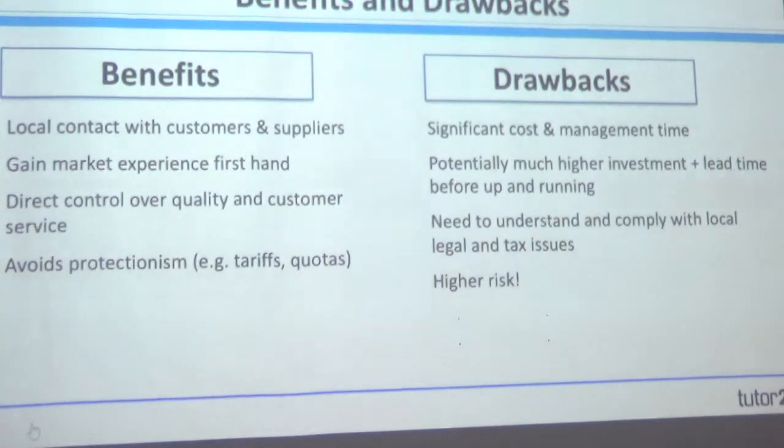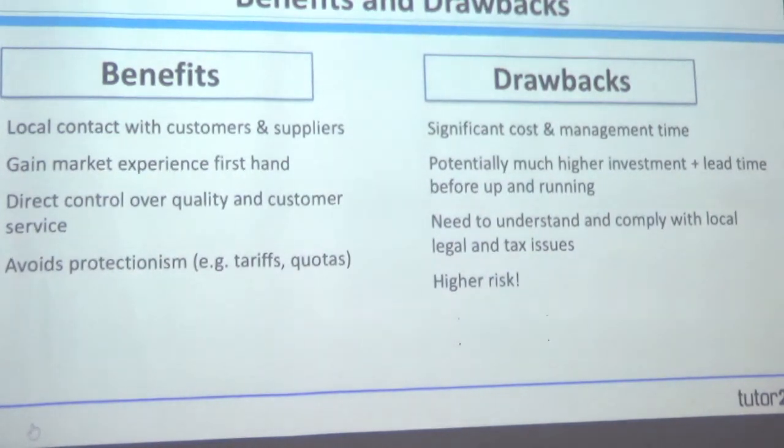The key benefit, of course, is that here you are often able to avoid protectionism. If you're actually operating a factory, or previously there was a school or some kind of operation in that international market, you may be able to avoid protectionist measures like tariffs and quotas. You're operating first-hand in the markets, dealing direct with customers, dealing direct with employees and suppliers. It's tough, but there are potentially significant benefits if you get it right.